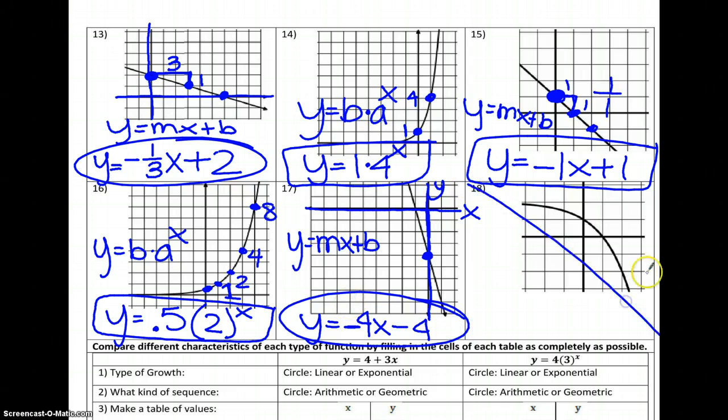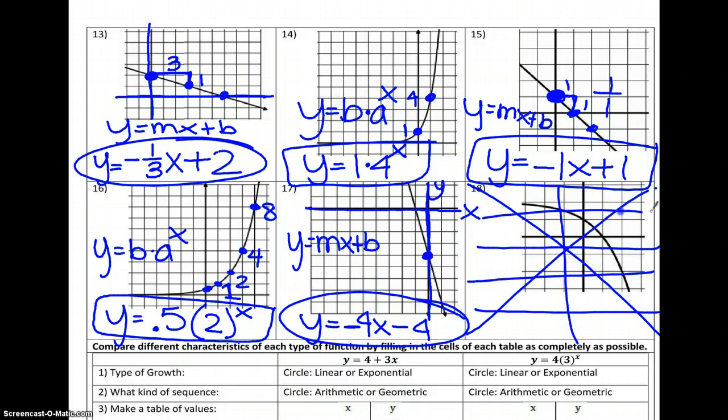18, if you didn't hear it in class, please cross out 18. You do not have to do it.